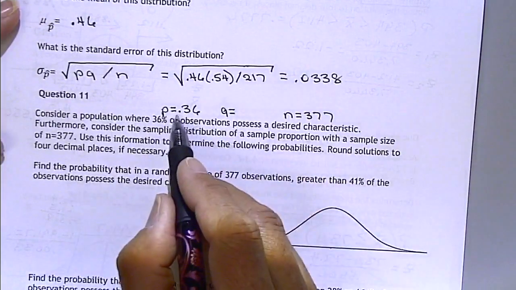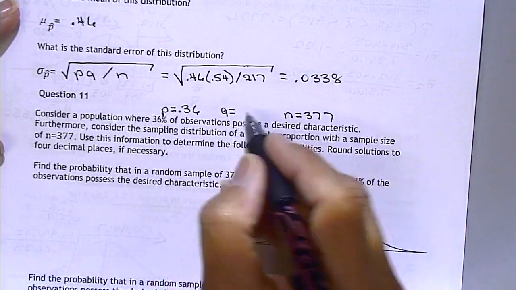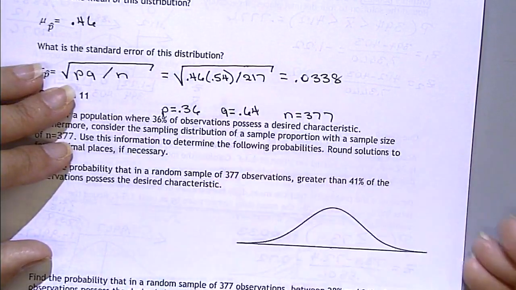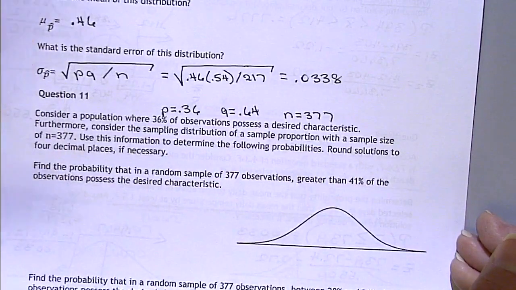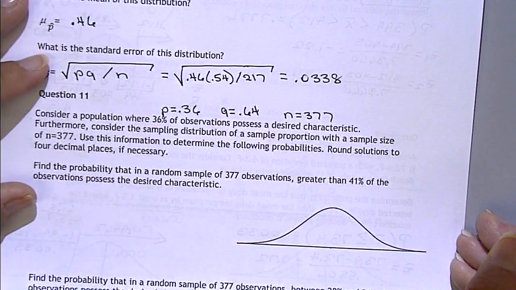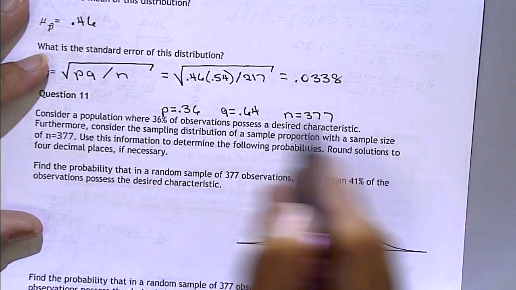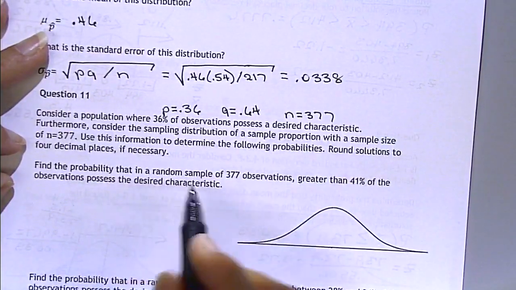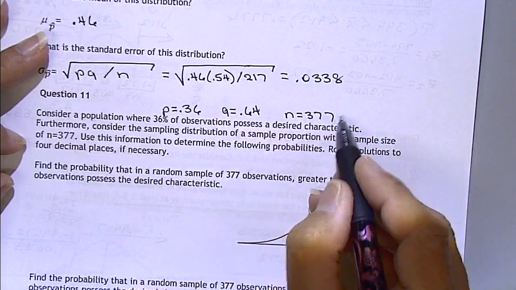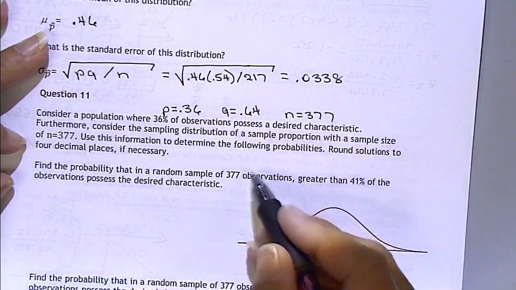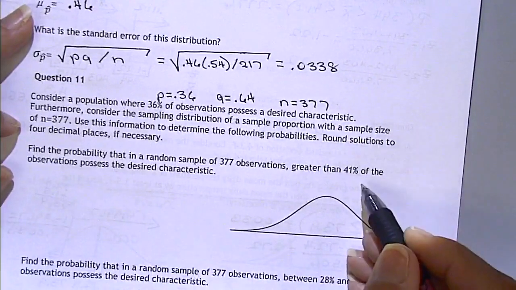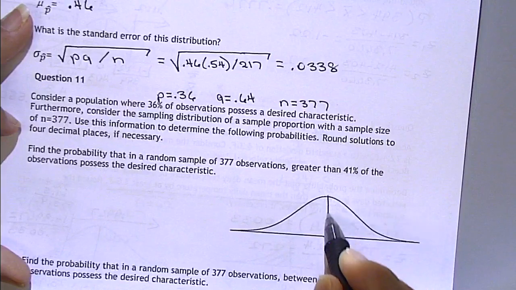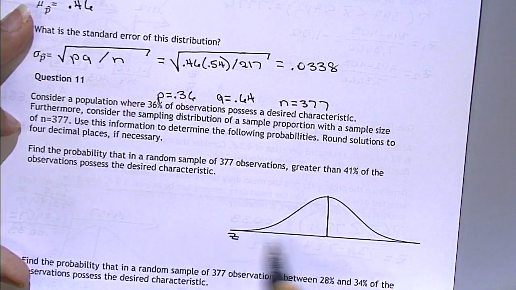If I have p of 0.36, what is q? 0.64 it is. Okay? If you have doubts, subtract it from 1, right? Okay, so I've got p, q, n, and now I want to determine the probability that in a random sample of 377, they haven't changed the sample size, always check that because sometimes they will, greater than 41% possess the desired characteristic, draw the curve.